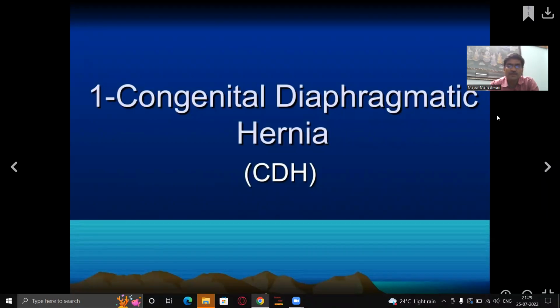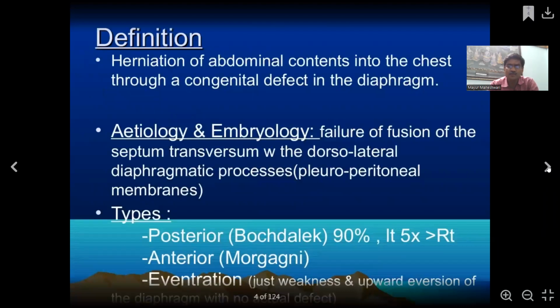Good morning, students. Today we are going to discuss some common pediatric surgical problems. So the first and foremost problem is congenital diaphragmatic hernia. In short, it is known as CDH. So CDH is defined as herniation of abdominal contents into the chest through a congenital defect in the diaphragm.